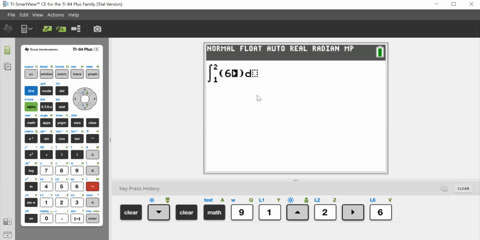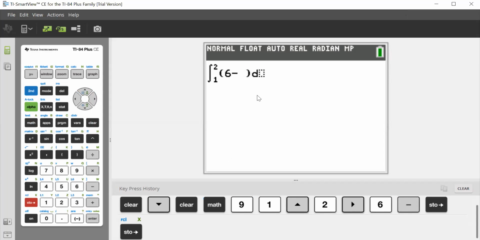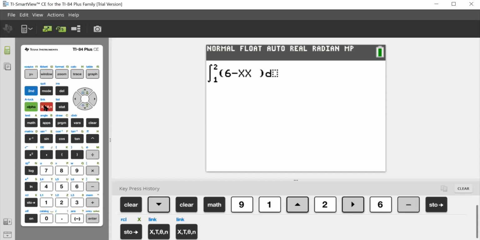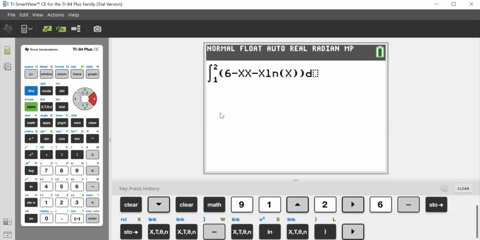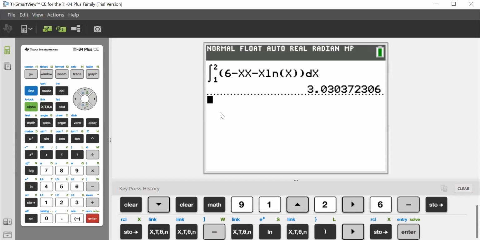And it was 6 minus x squared minus x ln x dx. And what do we end up with? 3.030. Is that what you guys got?